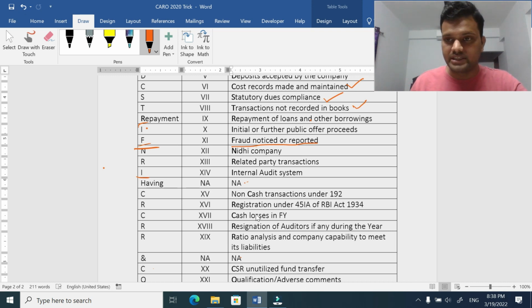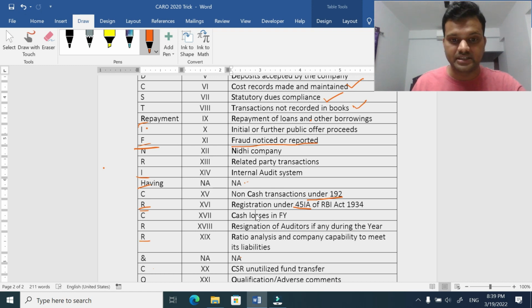And then what is the next word? CR. C means non-cash transactions under section 192 and its compliance, and R means registration under 45 IA of the RBI Act. That is about CR.